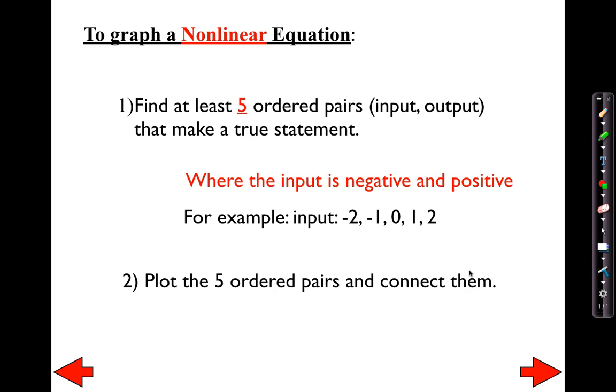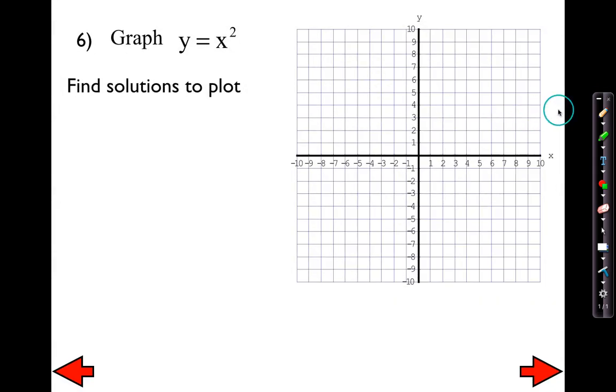Once you get those ordered pairs, simply plot them and connect them to see, is it a straight line or is it not a straight line? So for number 6, it asks us to graph y equals x squared. So the very first thing that you're going to want to do is start with a table. I'm not sure if you remember, but when we started graphing linear equations, that's the very first thing we did. We started with a table.